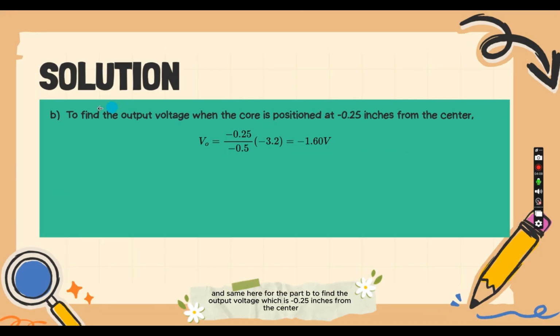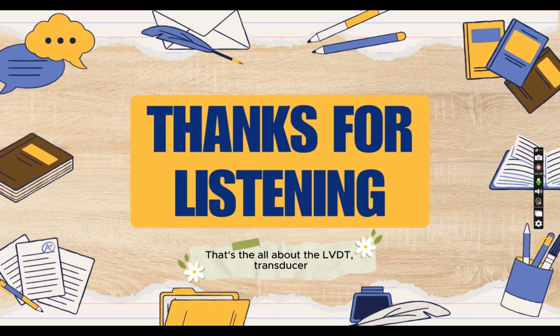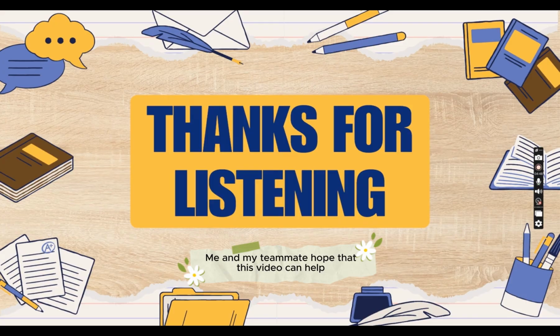And same here for part B, to find the output voltage at negative 0.25 inches from the center. Same, just take the maximum displacement and maximum output. This is for the negative side. And because the displacement is in the negative direction, you get the value negative 1.6 volt. That's all about the LVDT transducer. My teammate and I hope that this video can help. Okay, that's all. Thank you.